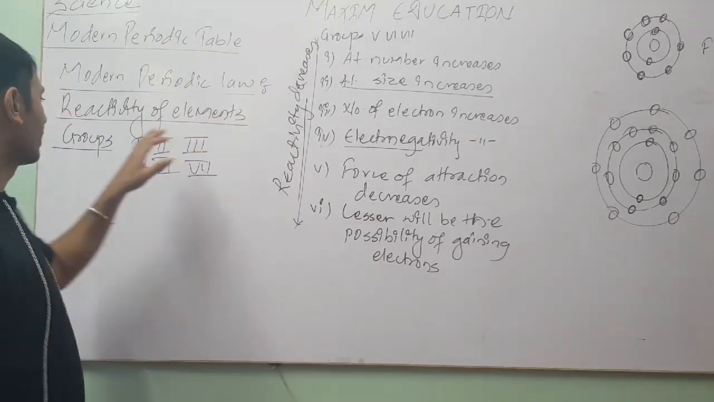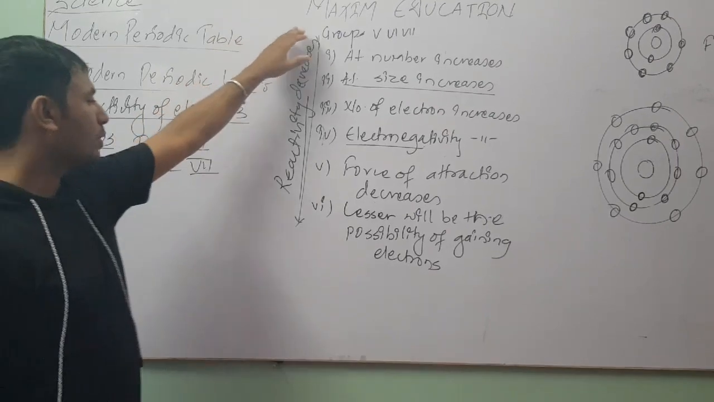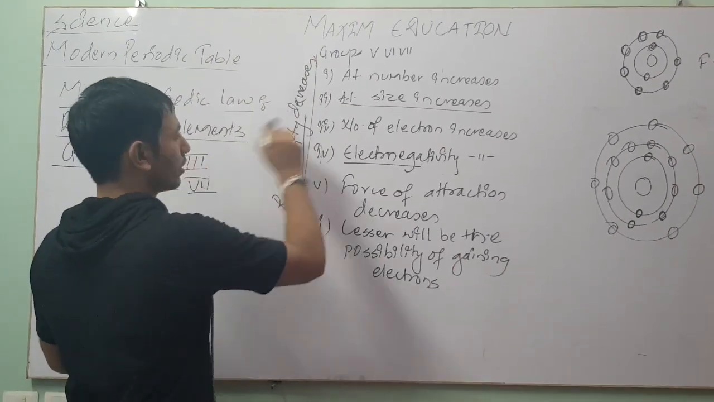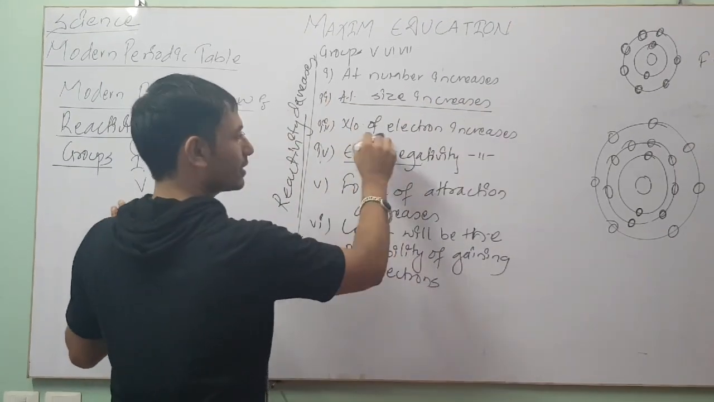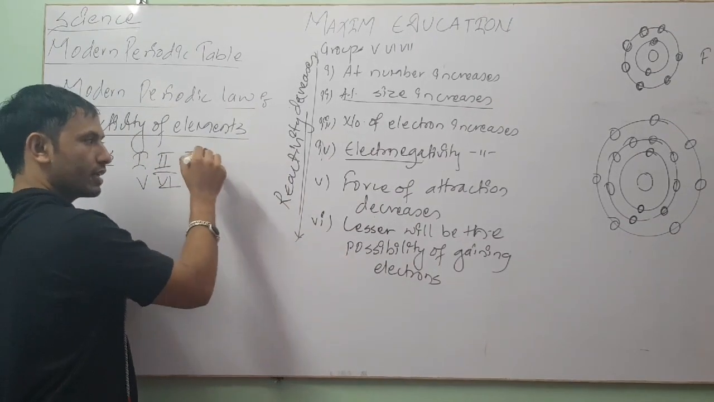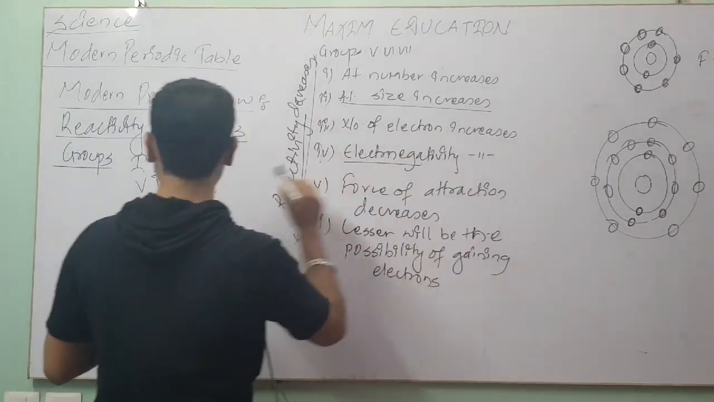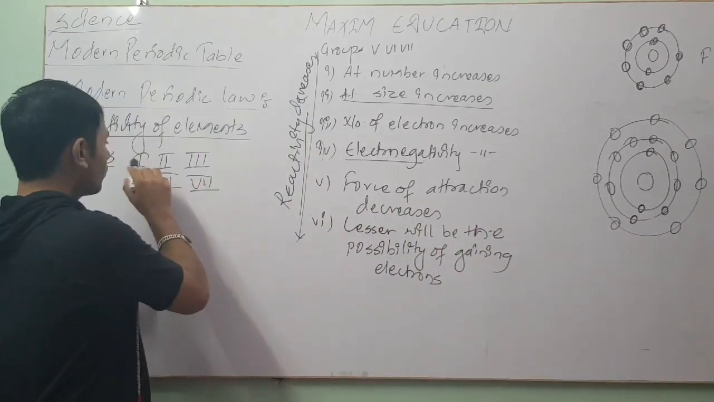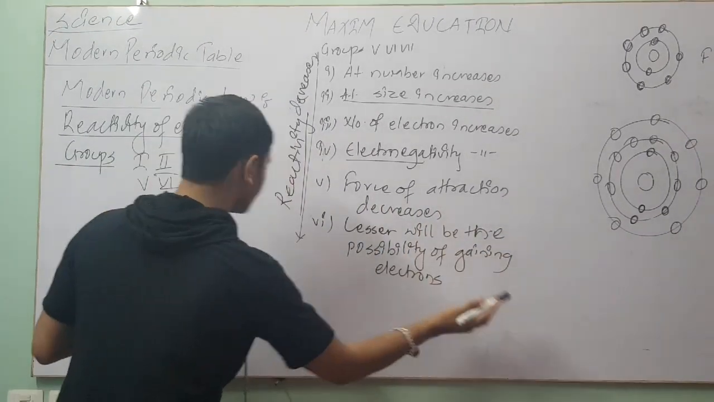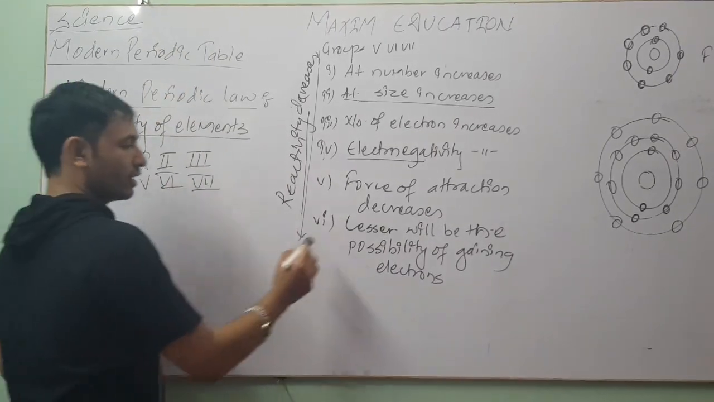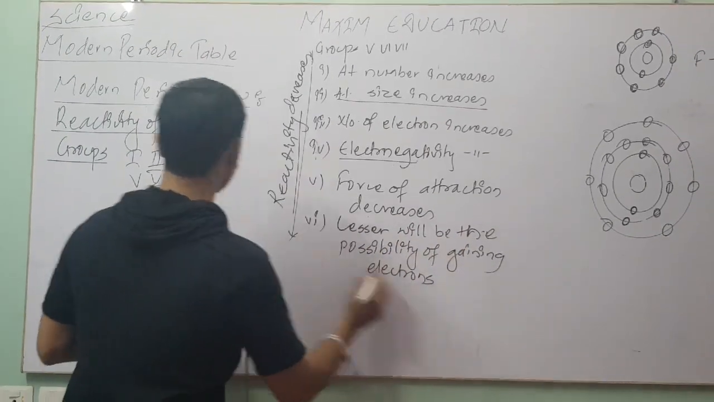In 1st, 2nd, 3rd, while moving from top to bottom, the reactivity increases. Same thing goes in 1st, 2nd, 3rd: atomic number increases, size increases, electrons increase, electropositivity increases in group 1st, 2nd, 3rd, and electronegativity changes in 5th, 6th, 7th. The force of attraction decreases, yes, and in 1st, 2nd, 3rd, the higher will be the possibility of losing the electron, so reactivity increases. In fifth, sixth, seventh, the lesser will be the possibility of gaining the electron, so the reactivity decreases.